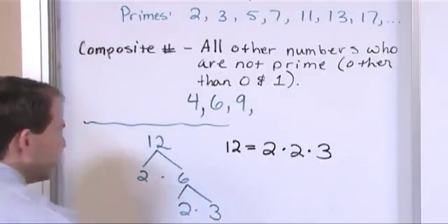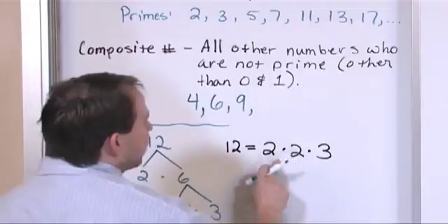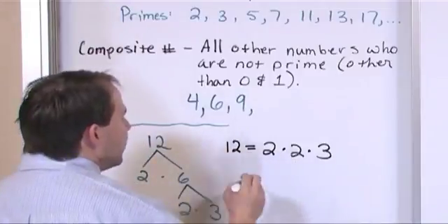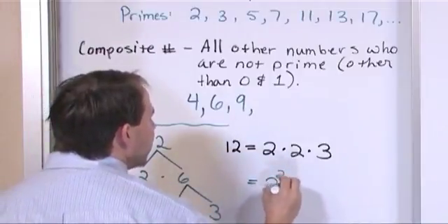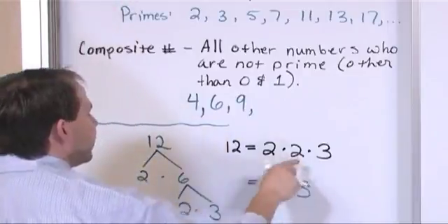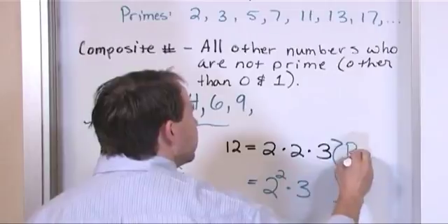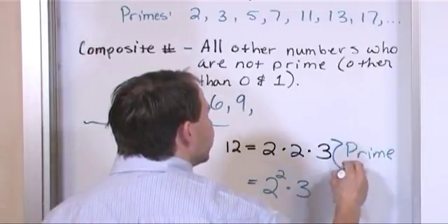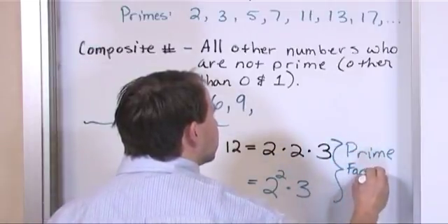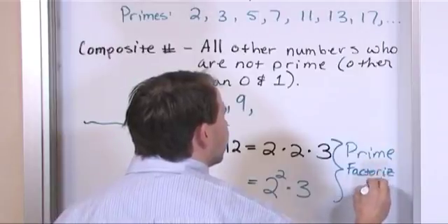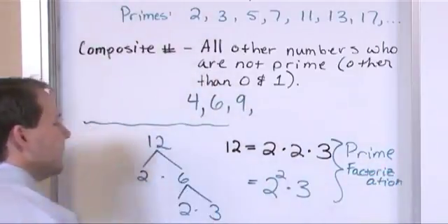And another way a lot of books will ask you to write it is, if you have something like 2 times 2, you'll be writing it like 2 squared times 3. You'll use exponents. So these two things would be what we call the prime factorization. And I ran out of room, so that's prime factorization.